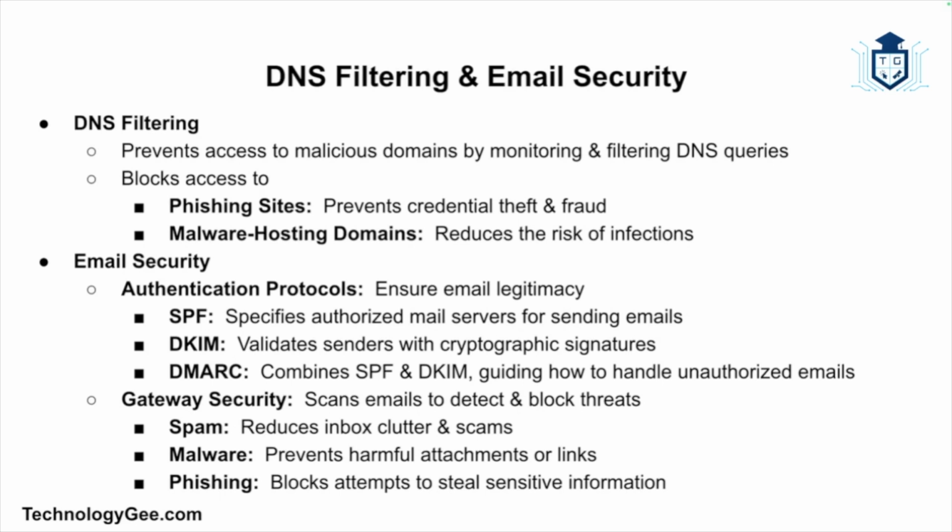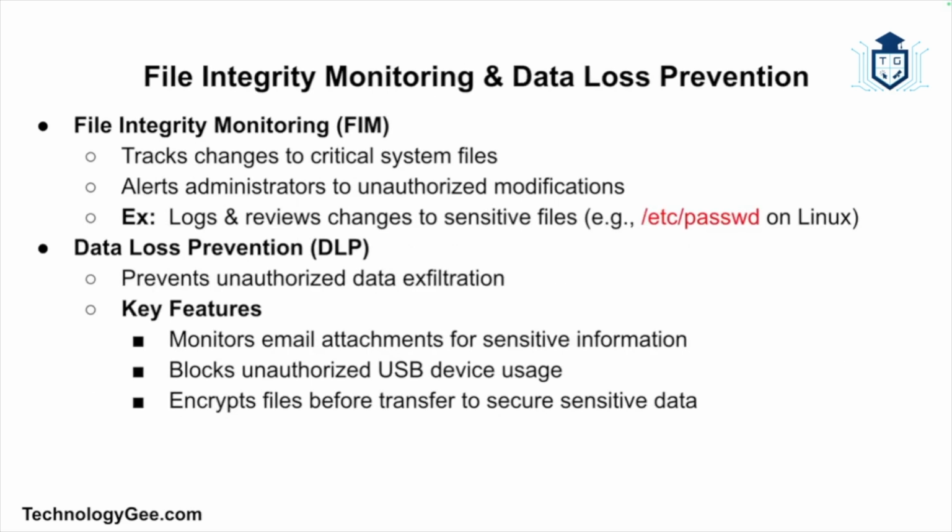And then we have what is called gateway security. So email gateways, they can scan incoming and outgoing emails for threats like spam, malware, and phishing attempts. All right, moving on to file integrity monitoring. So file integrity monitoring tools, they track changes to critical system files, alerting admins to unauthorized modifications. So for example, changes to configuration files like etc password on Linux should be logged and reviewed.